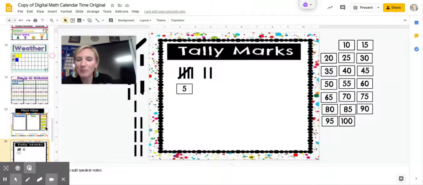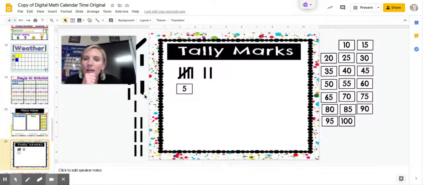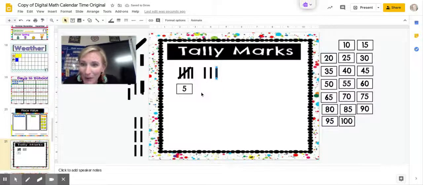Let's go to our tally marks now. And we need to add 1 more to make what number? What number are we working on today? Let's count. So we know that this is 5. Let's count on. 6, 7, 8. Good job. So now we have 8 tally marks. Let me move this down a little bit because that's going to drive me nuts. We have 8 tally marks.